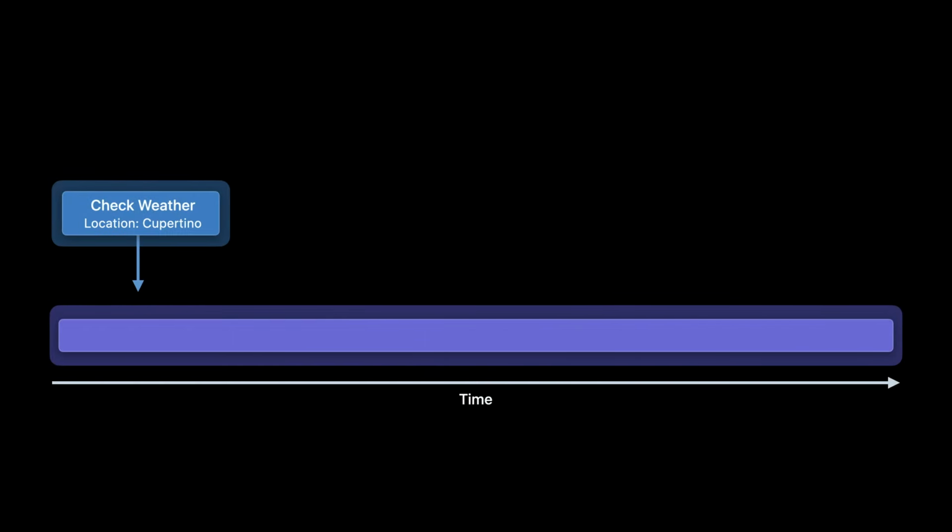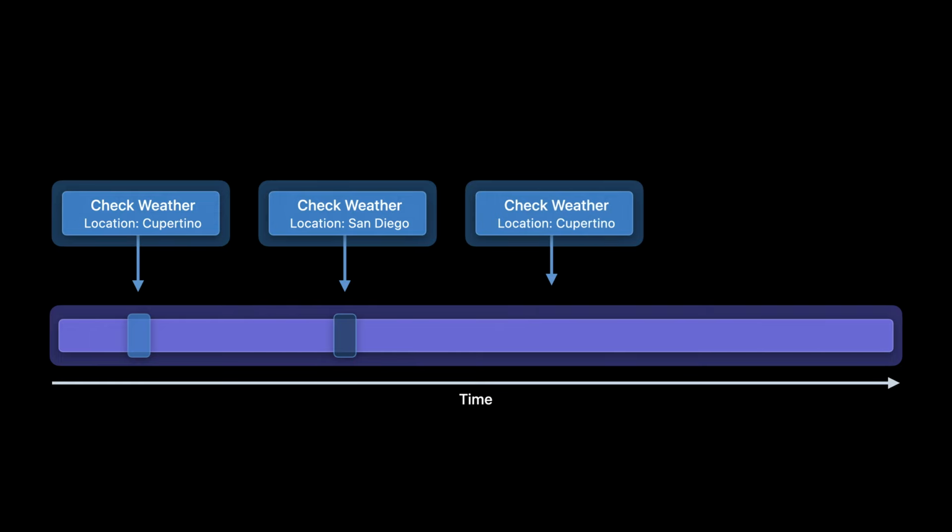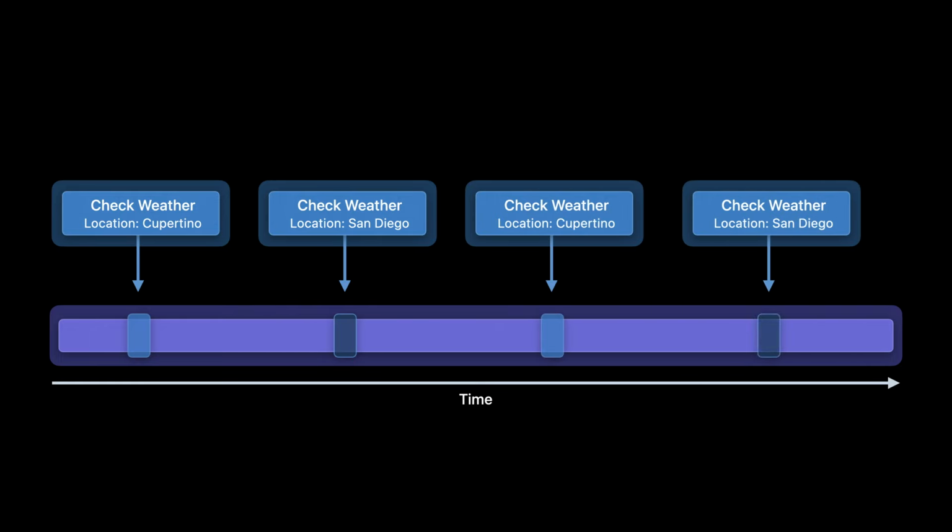Behind the scenes, the system stores these donations over time, along with the context the person was in when the intent was donated. As they continue to check the weather in the weather app, the app continues to make intent donations. In this case, they've been checking the weather in Cupertino and in San Diego. The system uses the intent parameters to determine whether the intents are equivalent or not. As shown by the color of the donations, the 2 Cupertino donations are equivalent and different from the 2 San Diego donations. In practice, the system also receives donations from many other apps on the person's device.